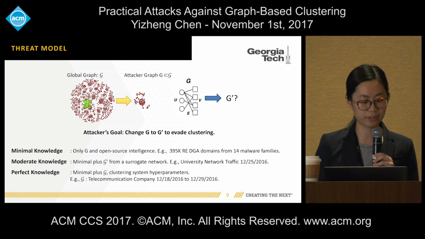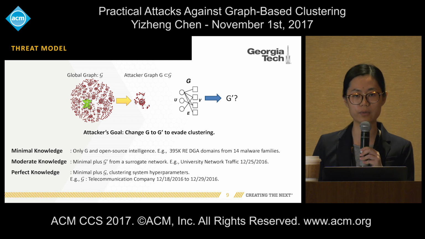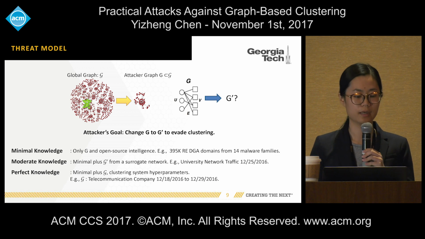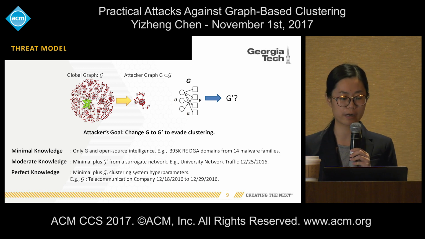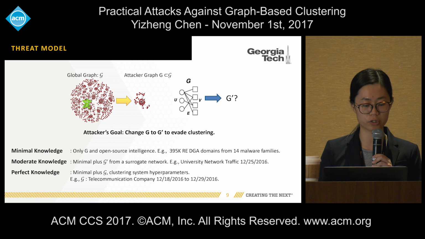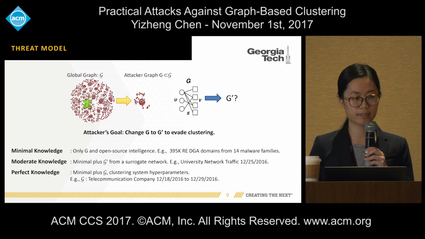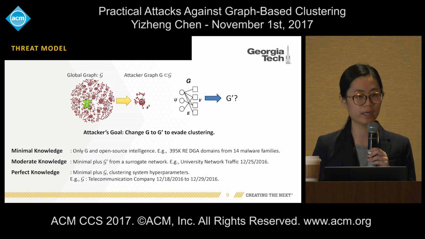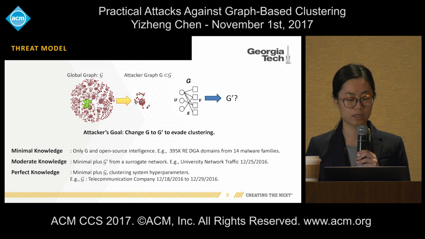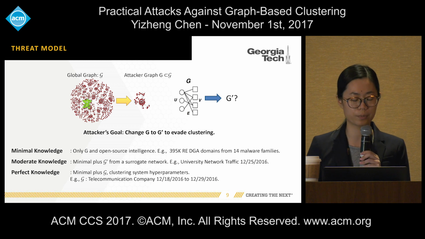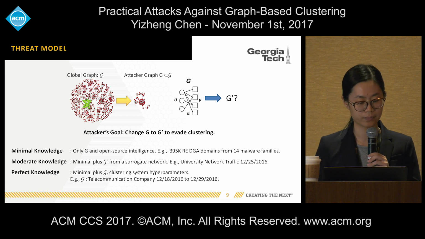Next level, the moderate knowledge attacker has access to not only whatever the minimal knowledge attacker has, but also another curly graph, the global graph G prime from a surrogate network. So this is a very realistic assumption because it is so easy for any bad guy to have access to a small botnet, or compromise an enterprise network, or part of a campus network.